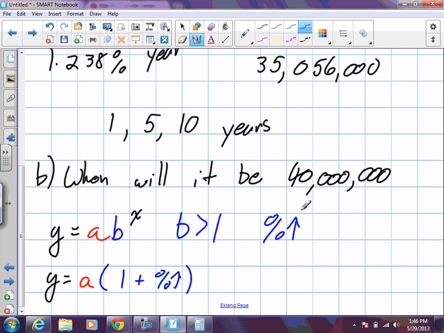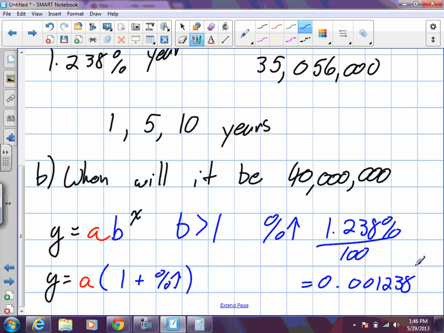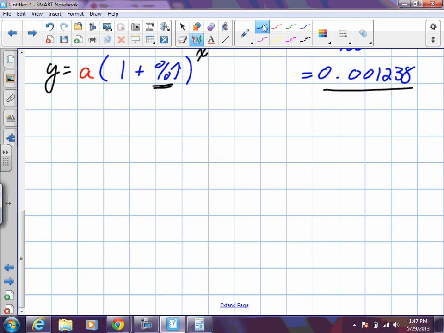So we have to turn our percentage into a decimal. Our percentage is 1.238. And to turn it into a decimal, we divide by 100. Which gives us a decimal value of 0.01238. Okay. So, in other words, we're going to be replacing this percentage increase with this number here. Y is equal to, and we'll talk about A in a moment, 1 plus 0.01238 to the power of X.